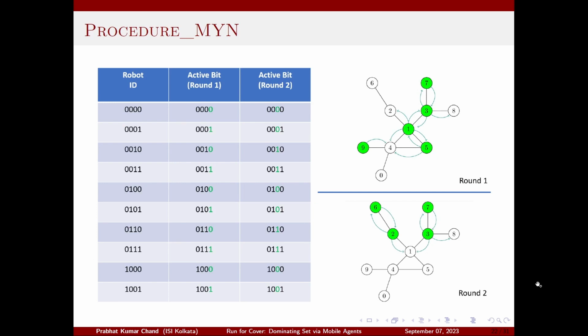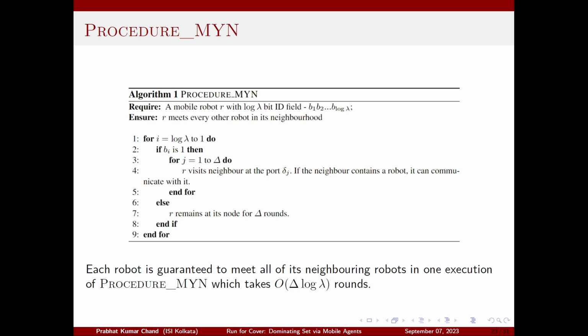Since the maximum ID of a robot can be lambda, by the end of order of delta times log lambda rounds, each robot Ri is guaranteed to communicate with its neighbor Rj. So this is the pseudocode for procedure MYN, where at each window of delta rounds, a robot either visits all of its neighbors or remains at its current node for delta rounds. So each robot is guaranteed to meet all of its neighbor robots in one execution of procedure MYN, which takes order of delta log lambda rounds.